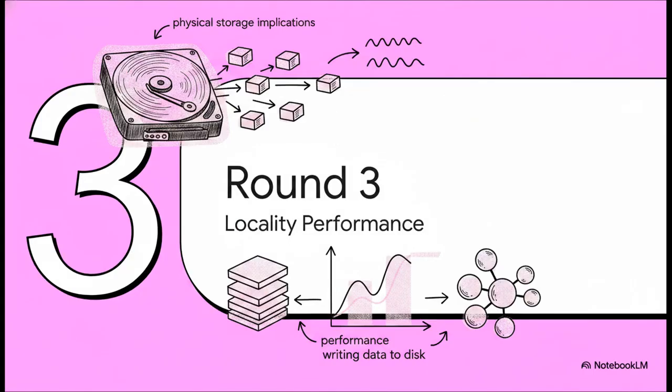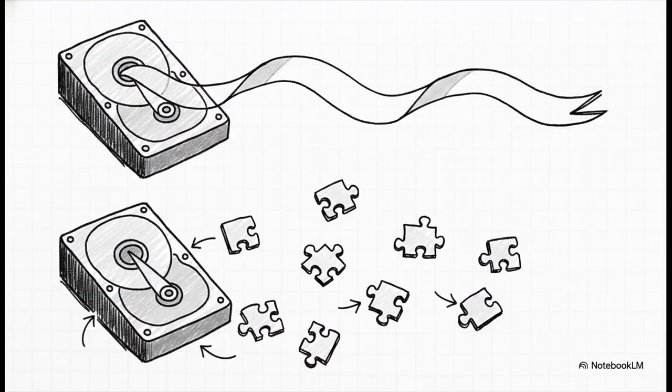All right, let's jump into our final comparative round. Round 3, data locality performance. We have to weigh the physical storage implications here, specifically how these databases interact with the underlying hardware. One of the huge advantages of the document model is this concept of storage locality. Document models usually store all the data for a given record as a single, continuous string, often encoded in binary formats like BSON. Fetching an entire document at once gives you a massive performance boost at the hardware level.